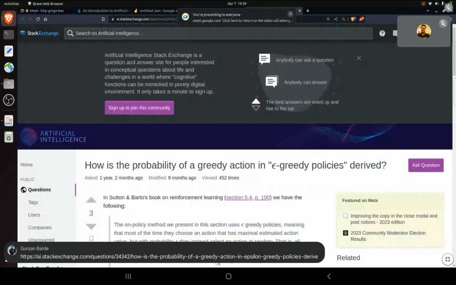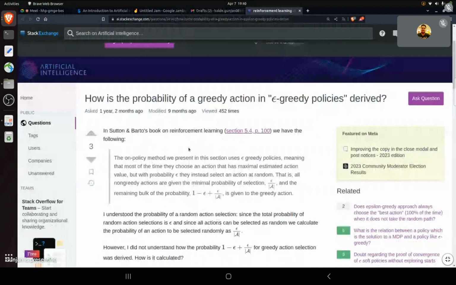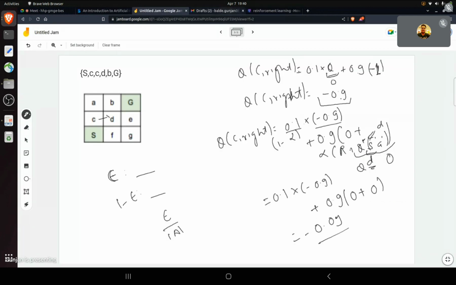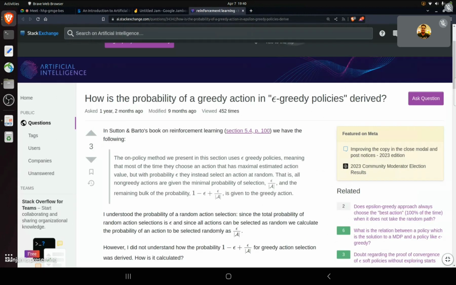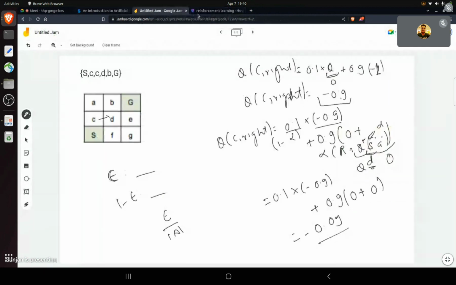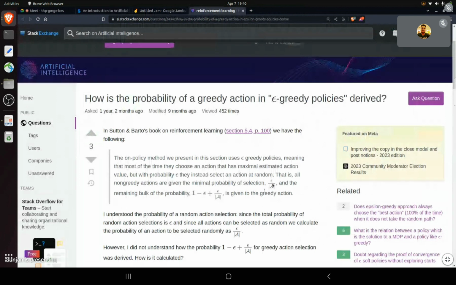So here it is saying that in Sutton and Barto's book on reinforcement learning, the on-policy method we represent in this section uses epsilon-greedy policies, meaning that most of the time they choose an action that has maximal estimated action value, but with probability epsilon, they instead select an action at random. That is, all non-greedy actions are selected with a minimal probability of selection, epsilon by mod A. Now, clearly in state C, the right action is not a greedy action because it has a negative reward associated with it. So this will not be a greedy action and it will be assigned a probability epsilon over mod A.